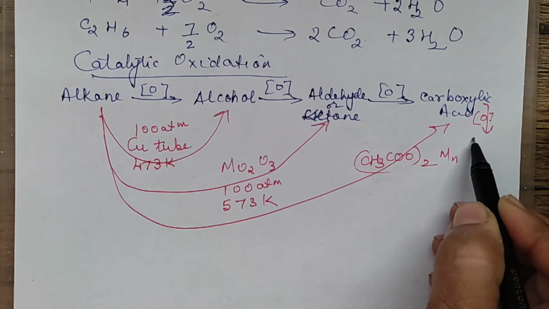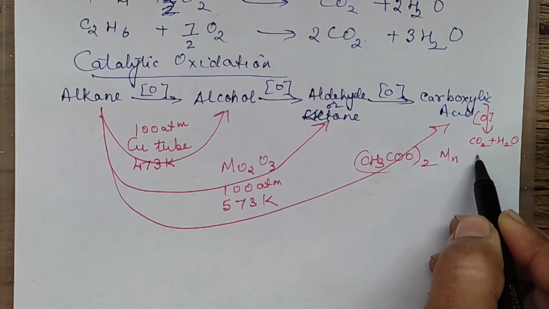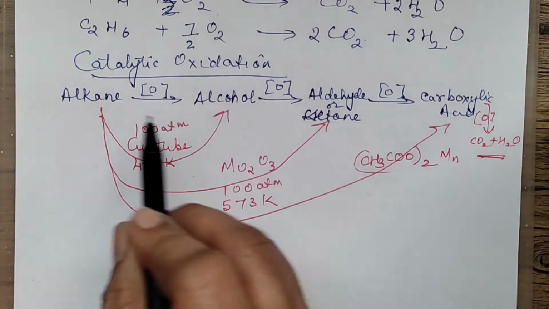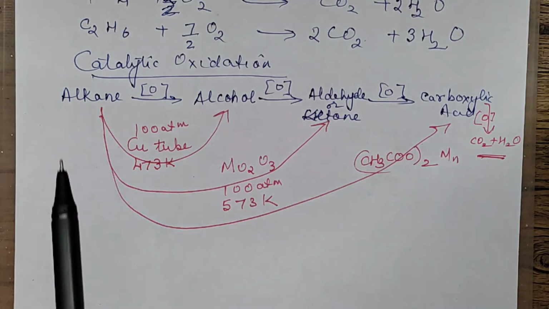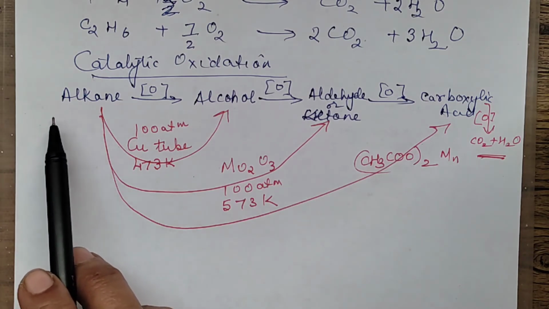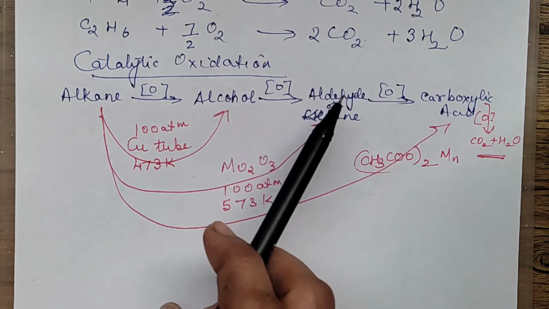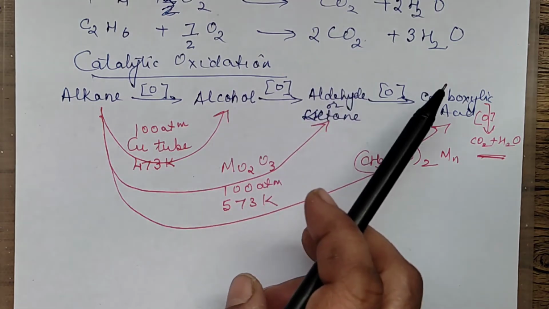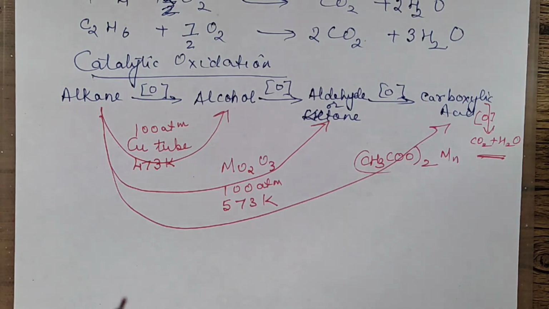and this will result in the formation of carbon dioxide and water. This is the product only if you are taking methanol here. Suppose if you take methane here, methane will give you methyl alcohol, methanol, will give you formic acid, will give you carbon dioxide and water.